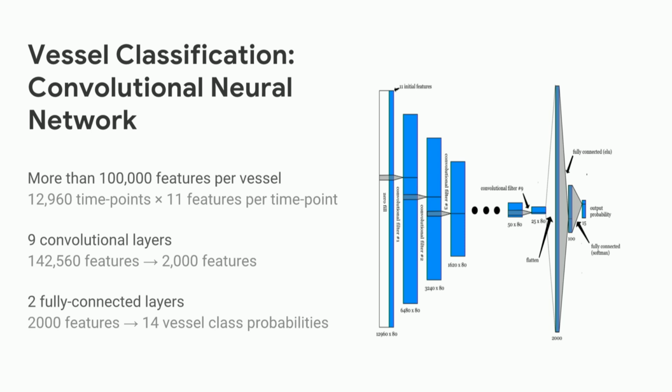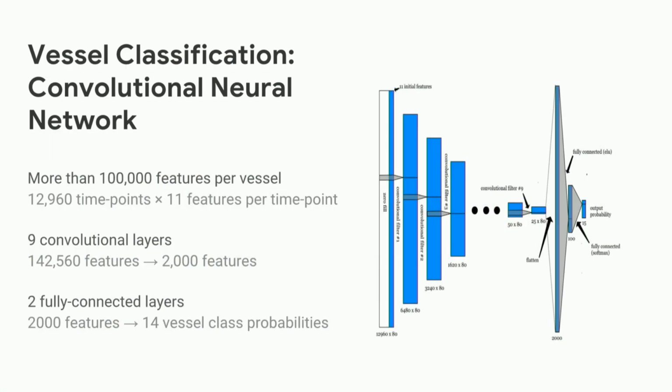So we're taking, for each vessel, say we have about 13,000 positions, and we're going to use them to identify what type of boat it is. Each of those positions has 11 features, so that's over 100,000 features per vessel. And we run a 9-layer convolution across it, which essentially reduces the number of features down to something more manageable, in this case about 2,000, which we can then run across a fully connected network to get 14 different vessel class probabilities. So the output of this is a number that tells you whether or not the neural net thinks the boat is a tugboat, whether it thinks it's a trawler, whether it thinks it's a longliner.